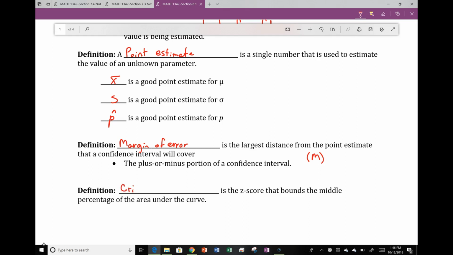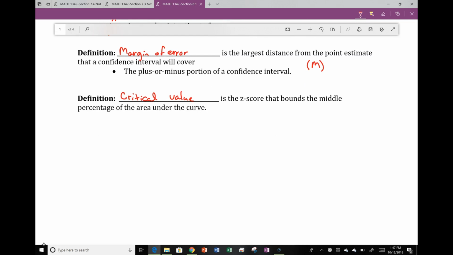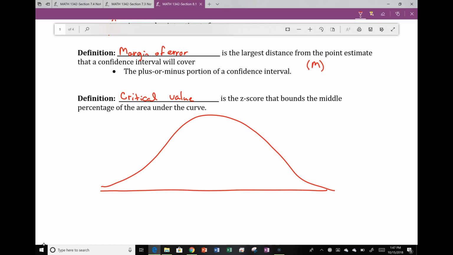Now we have what we also call a critical value. A critical value is the z-score that bounds the middle percentage of the area under the curve. So we're talking about the middle because we can have values on either side. So let's look at our normal curve. When we look at our normal curve, our confidence interval will be between these two values. So the z-score that goes here and goes here are going to be our critical values. Those are our cutoff points for this middle portion here.